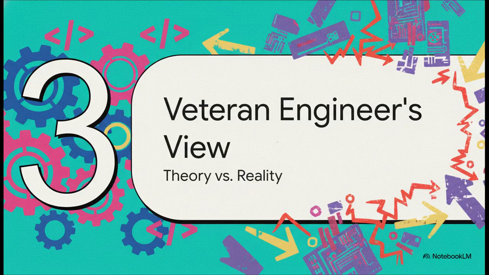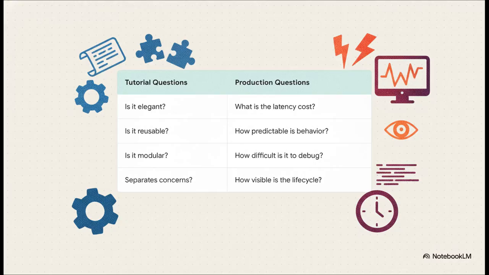And this is where we see this massive difference between how we learn about patterns in tutorials versus how they actually hold up under the intense pressure of a real production environment. This table right here illustrates that shift in mindset perfectly. A beginner or someone in a tutorial asks, is it elegant? Is it modular? But a veteran engineer, the one who's been woken up at 3 a.m. to fix a production outage, asks totally different questions. They ask, what's the latency cost? How predictable is this thing? And how in the world do I debug it when everything's on fire? How visible is the request lifecycle? The priorities are worlds apart.